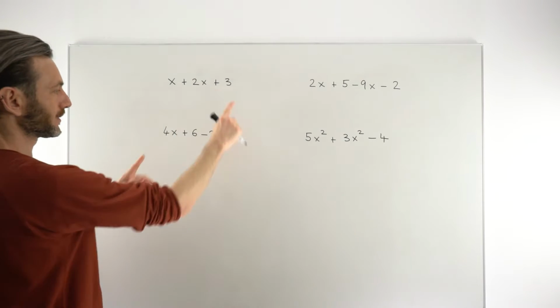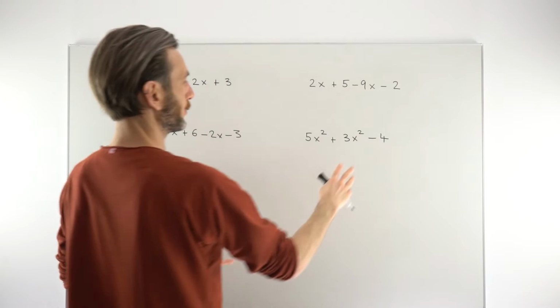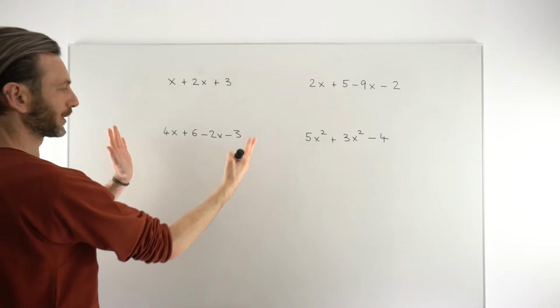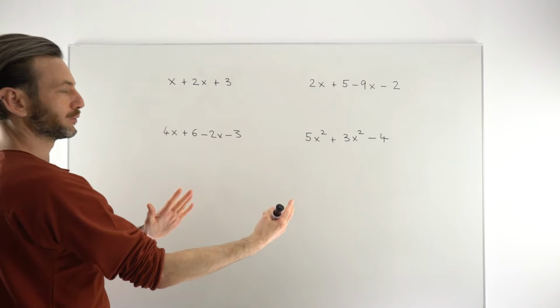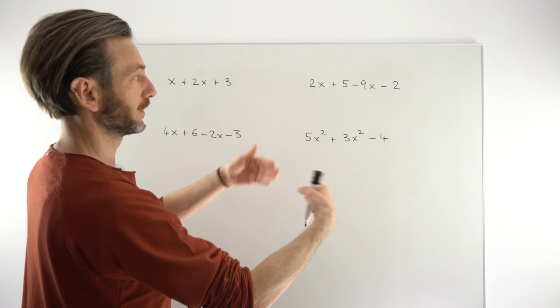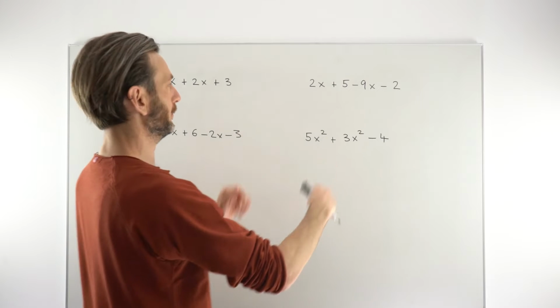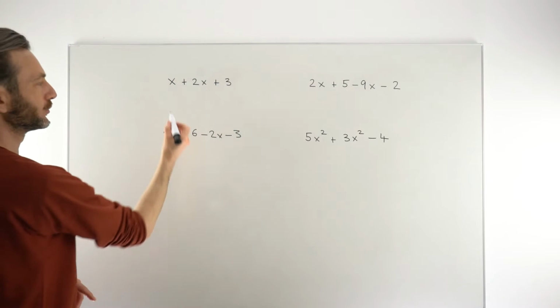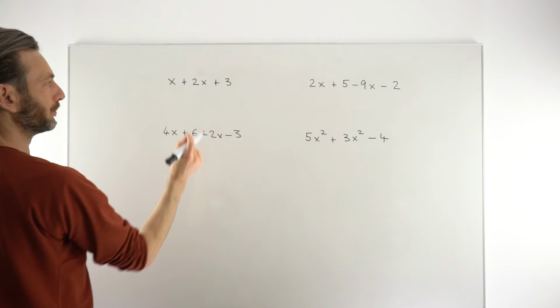So we've got these different formats of examples here, but essentially the way that we're going to simplify these is the same in each one. We're just going to look for things that look the same, the like terms, and combine them. So we'll start with this guy here. So notice we've got two x terms and then a number term.